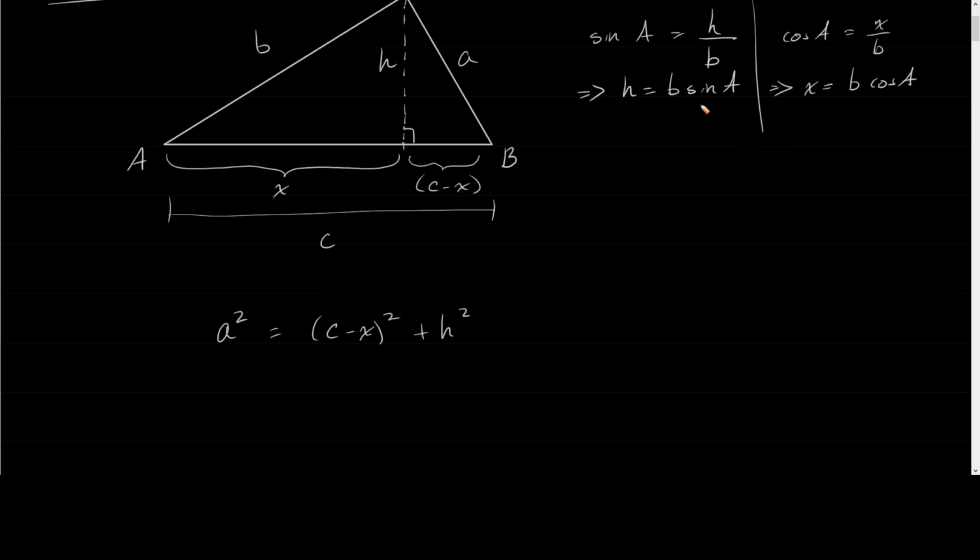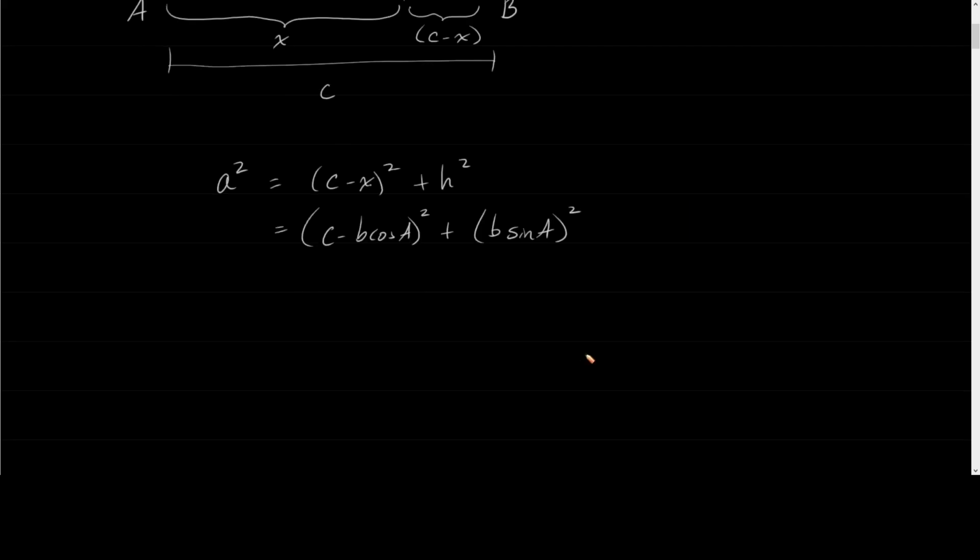Applying these two into this equation, that gives us that a squared is equal to C minus X, and X was B cosine A, so C minus B cosine A squared, plus H was B sine A, so B sine A squared. Let's expand this as much as possible. I have a binomial being squared, so I end up with C squared minus 2BC cosine A plus B squared cosine squared A. That's just the first one expanded. The second one will give me B squared sine squared A.